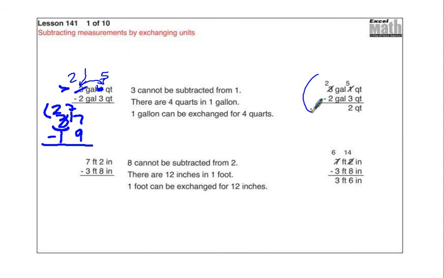Now once you do that, you can do your subtraction. 5 take away 3 is 2. 2 take away 2 is nothing. There's no reason to write 0 gallons. The answer is just 2 quarts.